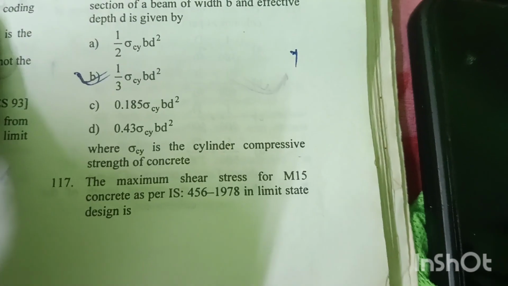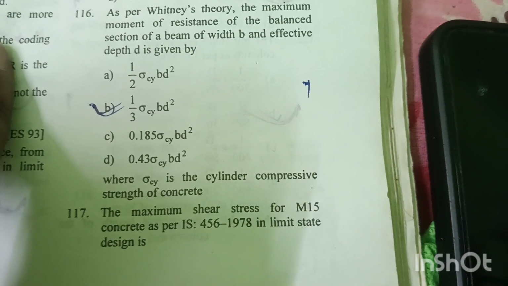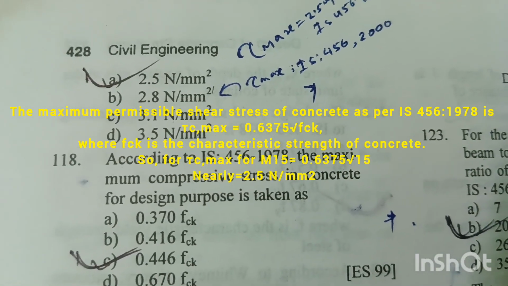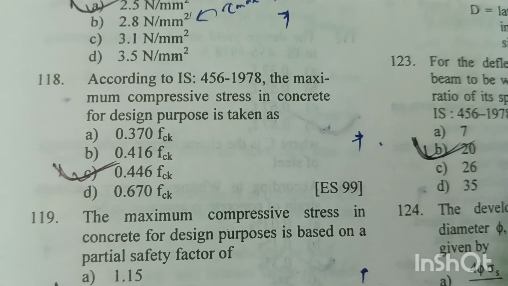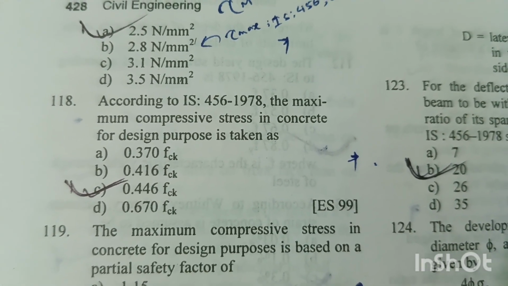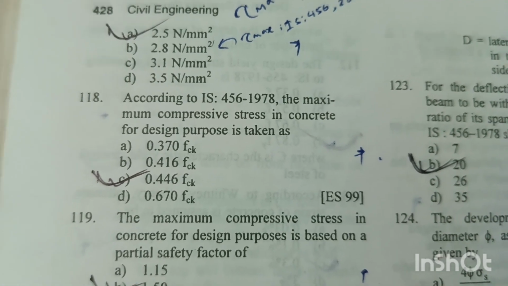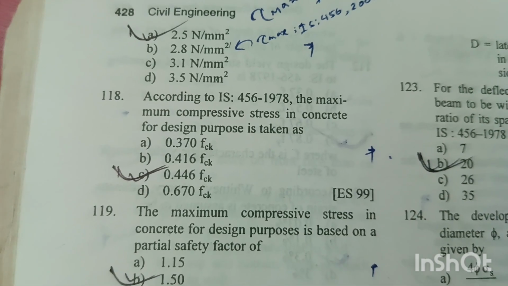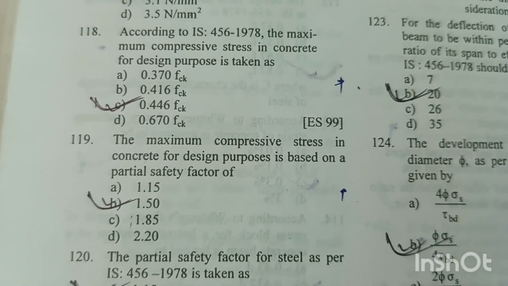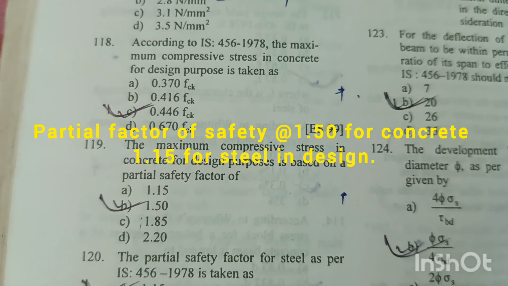Question number 117. The maximum shear stress for M15 concrete as per IS 456 1978 in limit state design is 2.5 Newton per millimeter square. Option A is the right answer. Question number 118. According to IS 456 1978, the maximum compressive stress in concrete for design purposes is taken as 0.446 fck. Option C is the right answer, where fck is the characteristic compressive strength of concrete. Question number 119. The maximum compressive stress in concrete for design purposes is based on a partial factor of safety equal to 1.5. Option B is the right answer.